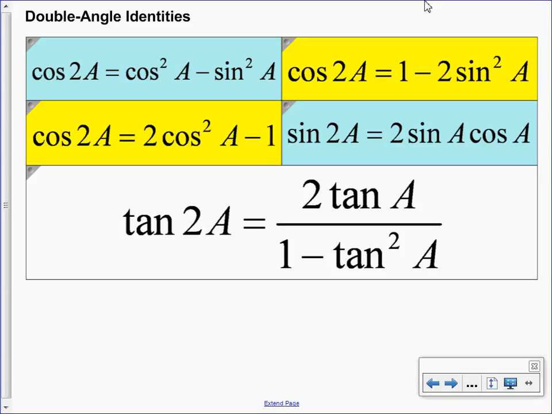Where are they getting all these formulas? Oh, you get to prove them for your identity. Yeah. I ain't joking around, yo.